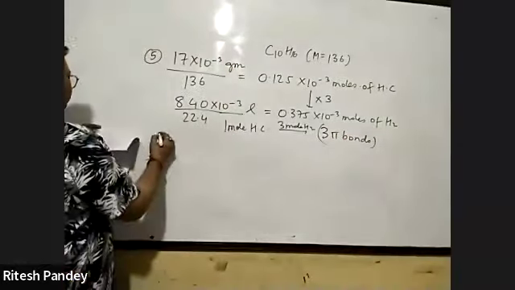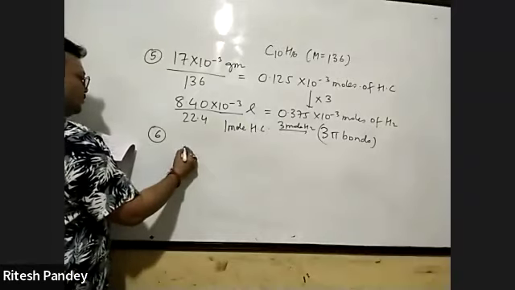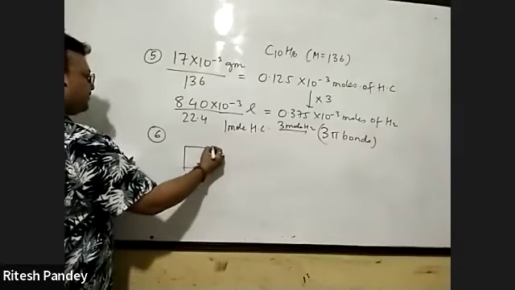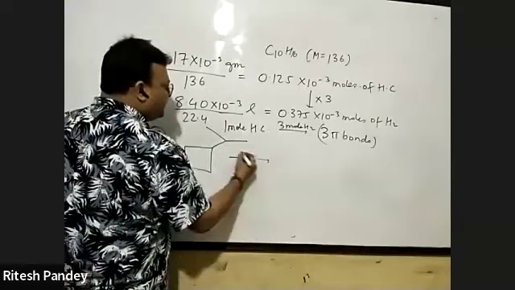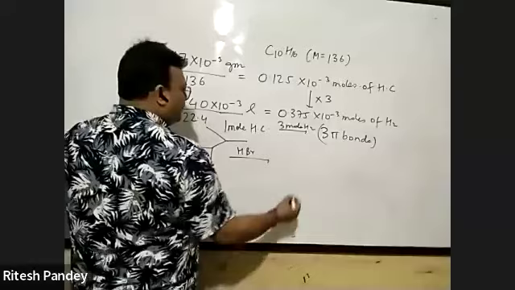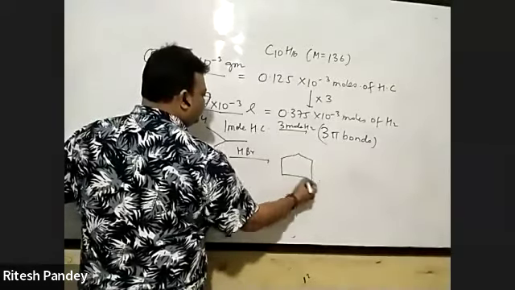Question 6. Question 6 is something we have done in the past. This with HBr, this with HBr. Tell me how many of you are getting this answer?